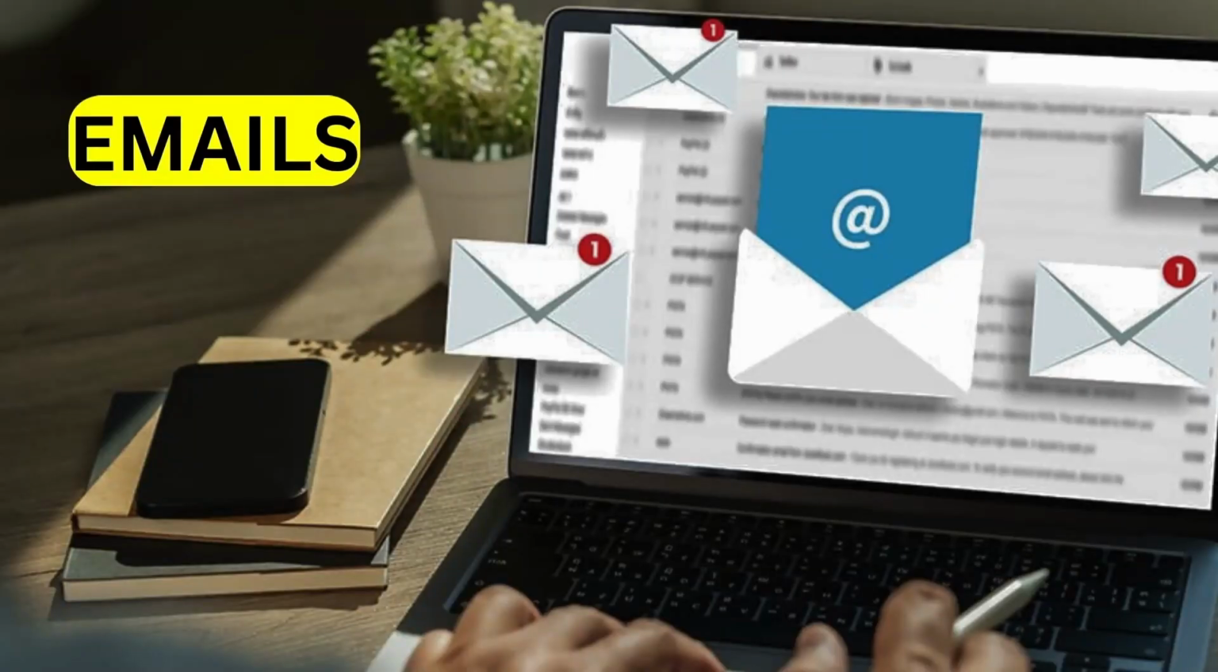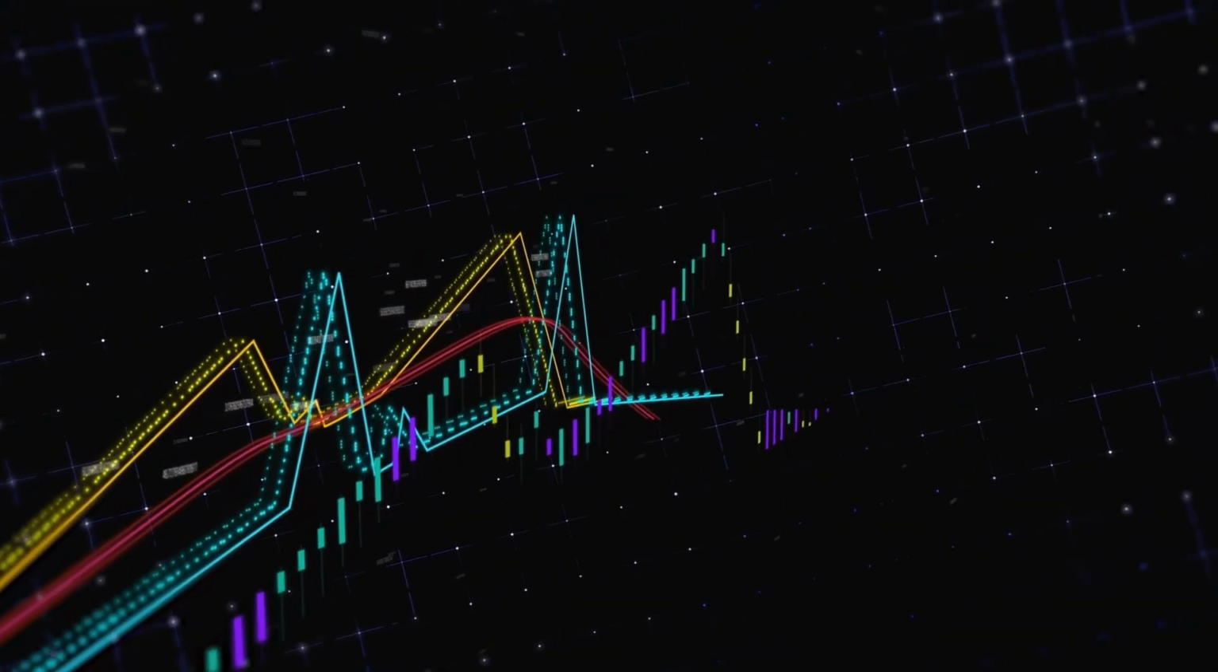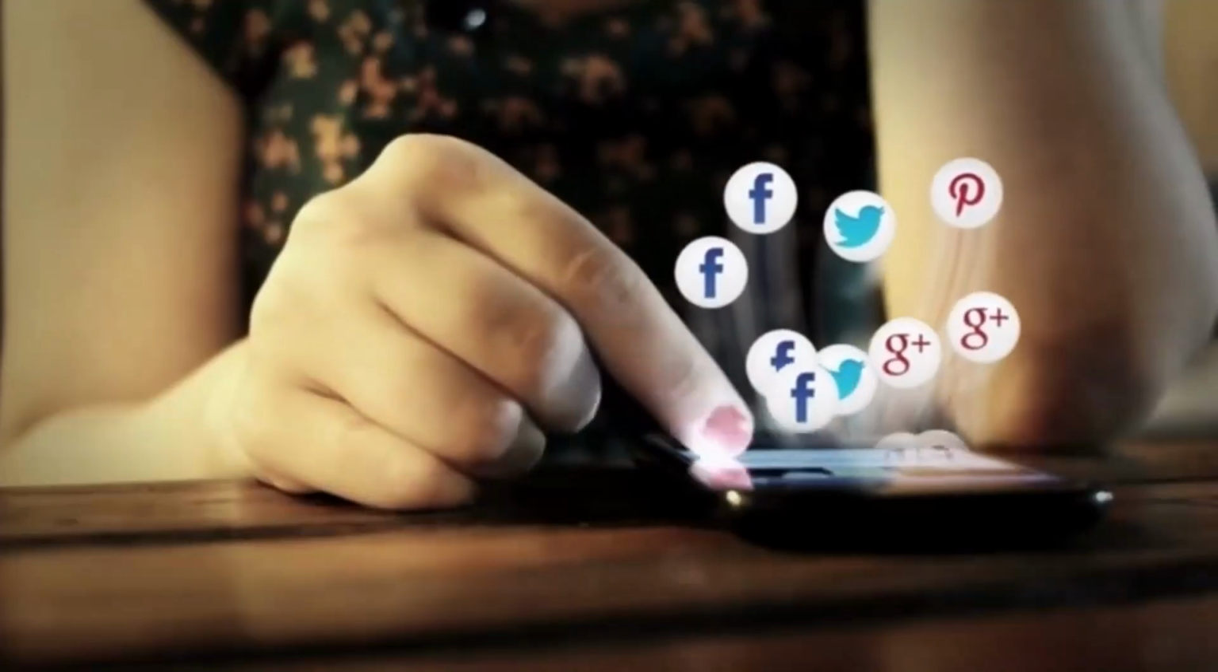It has been established that when it comes to marketing, email marketing actually gives you the highest return on investment. For every dollar that you spend on email marketing, you are going to get $36 to $40 back. That is the best you can ever get. You cannot get that from any other social media platform.